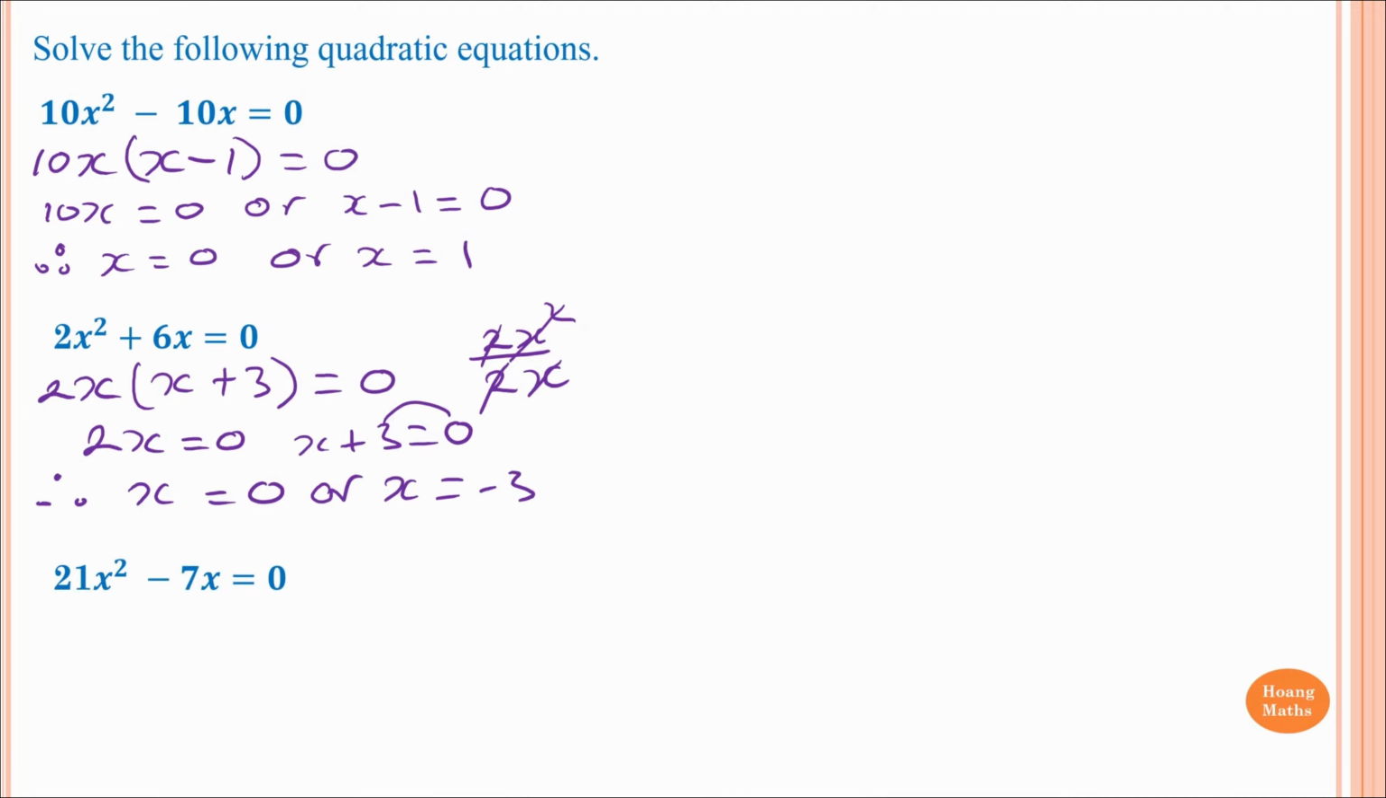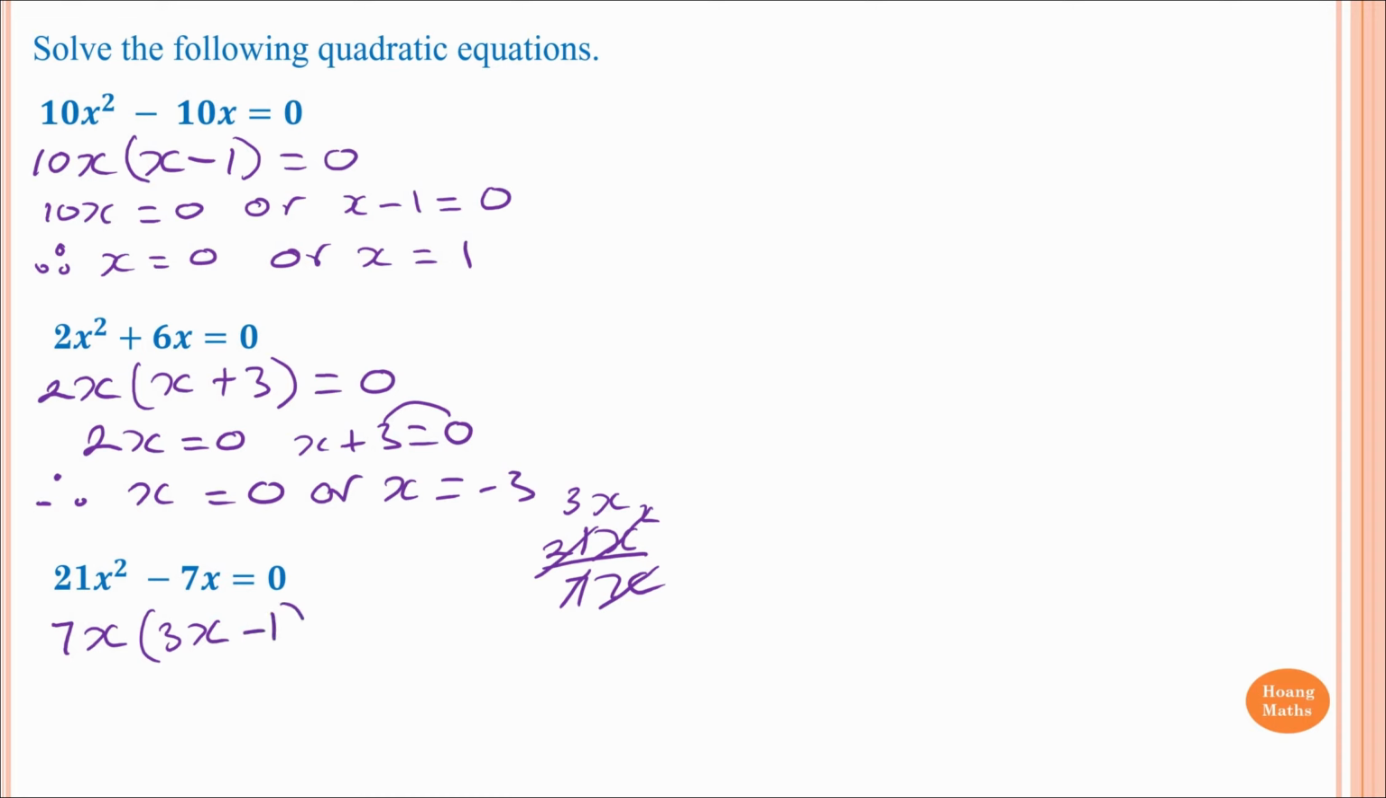Next one. So what have we got there? So we have 21x squared minus 7x. So 21 and 7, the common factor is 7. So I take 7 out. And then x squared and x, so we take the x out. So 21x squared over 7x. So 21 divided by 7 is 3. X squared divided by x is x. So we're left with 3x. So I write 3x down. Minus 7x divided by 7x is negative 1. So that equals 0. So 7x is equal to 0 or 3x minus 1 is equal to 0.